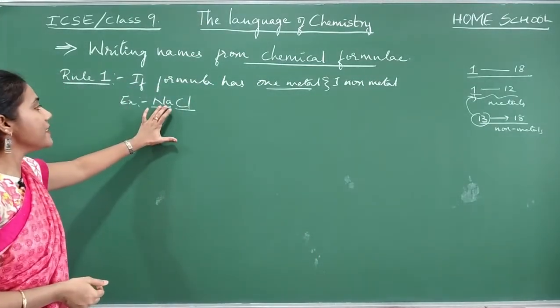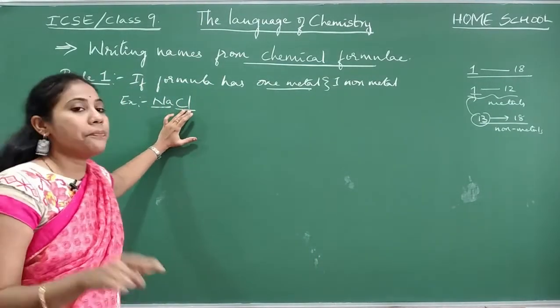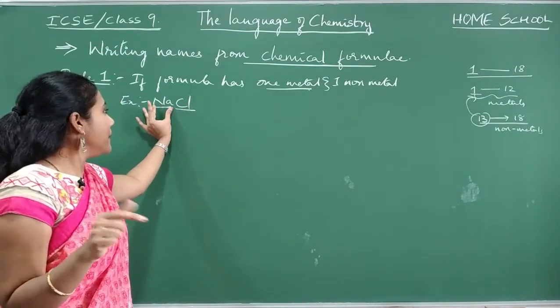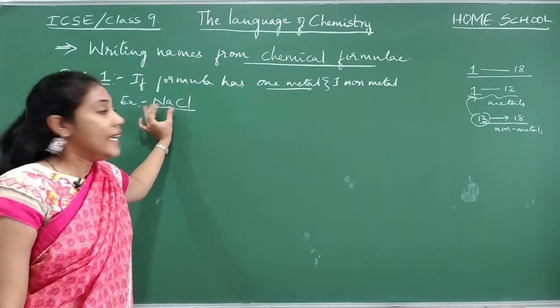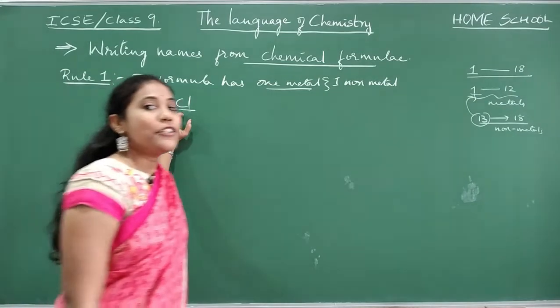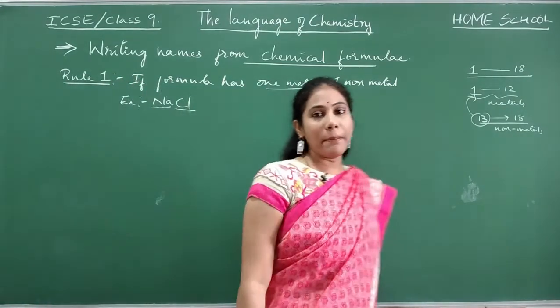And sodium is a metal, Cl is a non-metal. And one more trick I will tell you here. The first written element is always a metal. The next written element is always a non-metal, guys. Okay. So this way also you can remember.